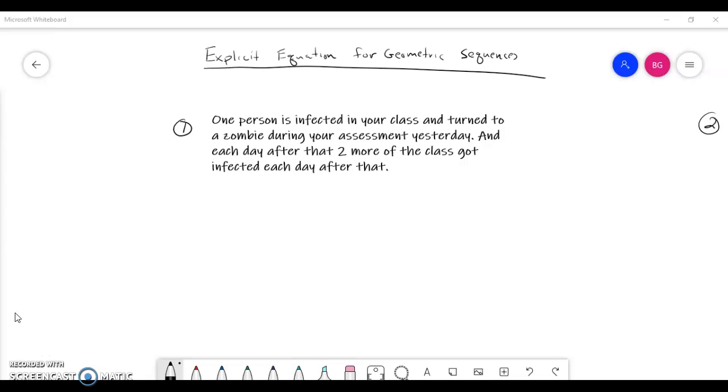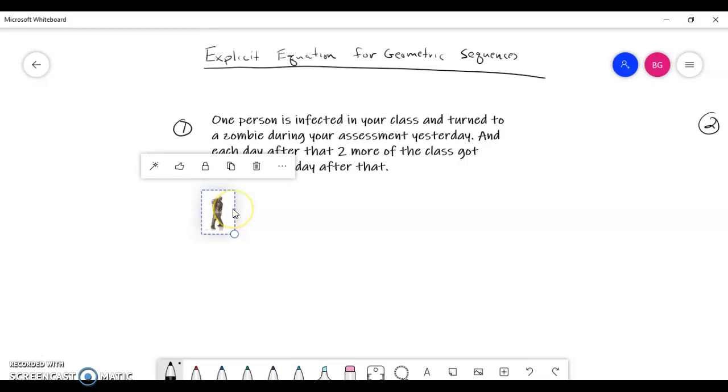We have one person infected in your class who turned into a zombie during your assessment yesterday. And each day after that, 2 more of your classmates got infected. So 2 more people in your class got infected each day after that. When we do this problem, we're going to think about it. The first day, we have 1 zombie. So there I have 1 zombie on my screen right now.